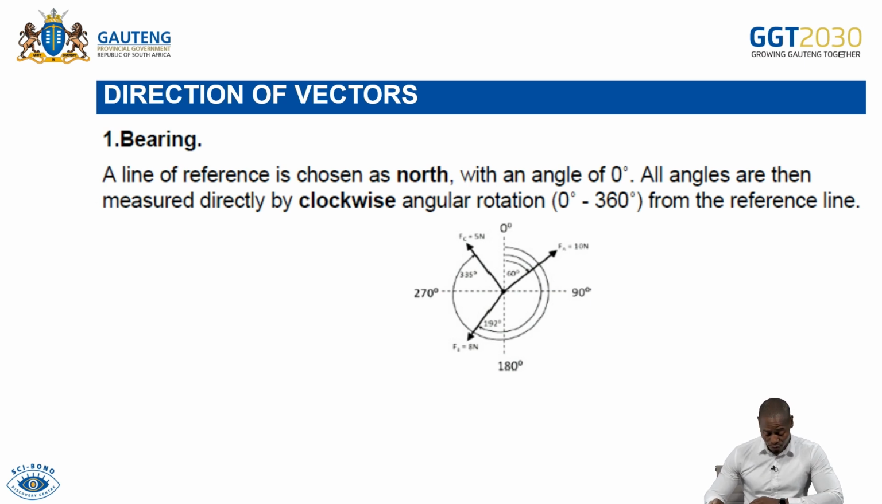For example, the first one will be the bearing, right? So when it comes to a bearing here, you are given forces that are drawn on a Cartesian plane. This is the first one, which is the angle here. I hope you can see the angle here is 60 degrees, and that is the first vector with a magnitude of 10 newtons.